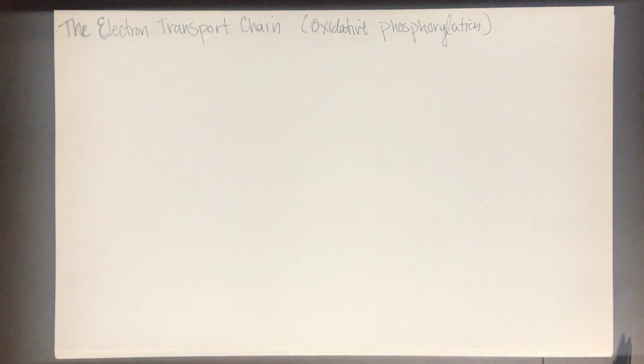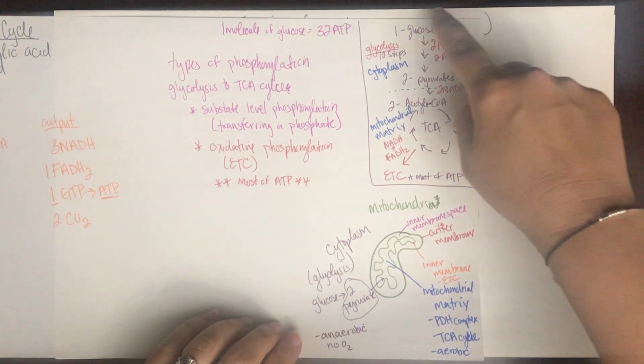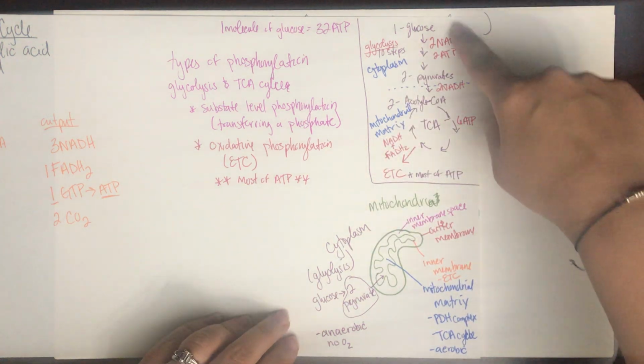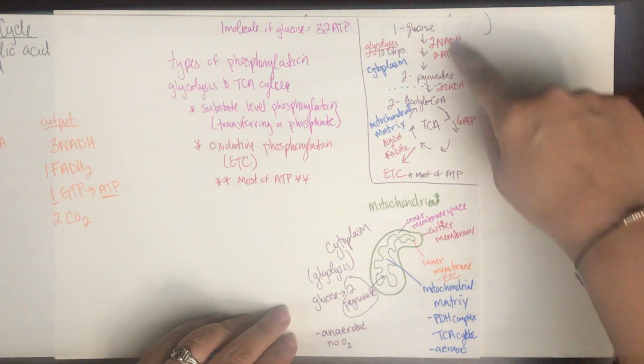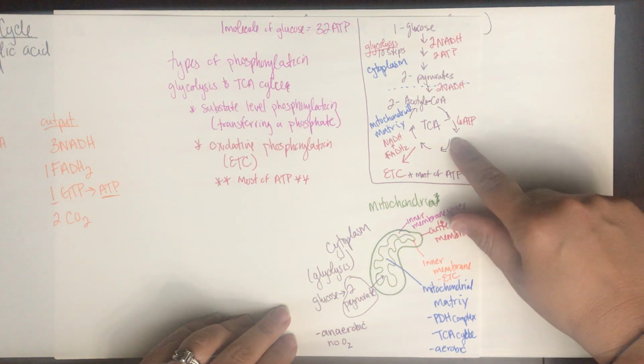Okay, so let's talk about something called the electron transport chain. The electron transport chain is the last part of this process that is all included in cellular respiration. So we've set everything up until here: glycolysis, the conversion of pyruvate to acetyl-CoA, and the TCA cycle.